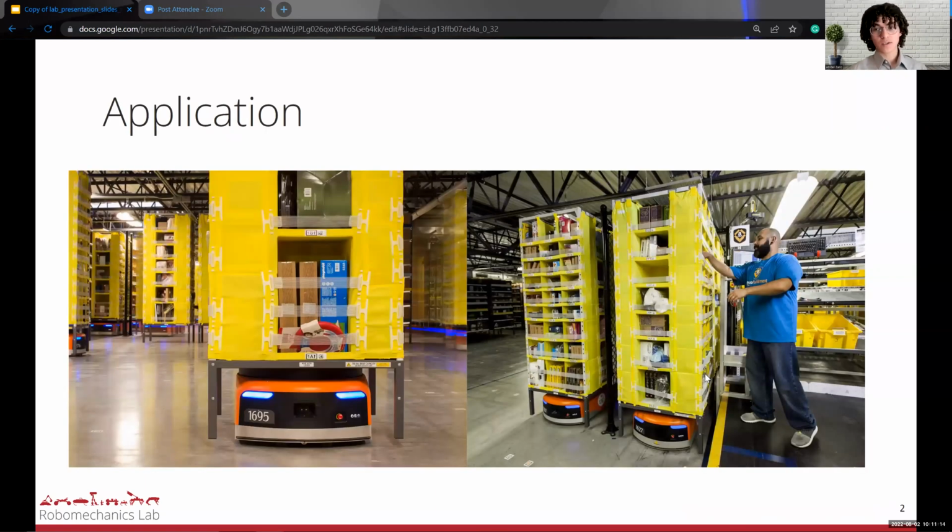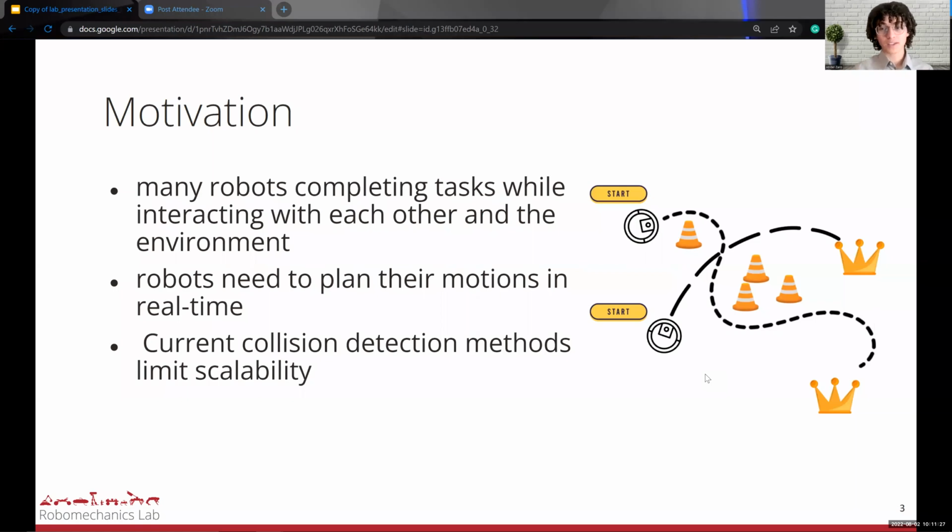The main application of this research is automated warehouses, where robots move shelves around to a station where a human will take the object off the shelf. The main motivation behind this research is that in these applications, there are many robots completing many different tasks, and they are all interacting with each other and the environment.